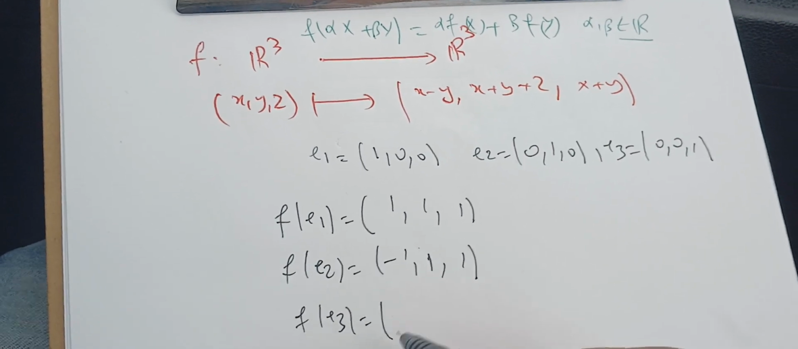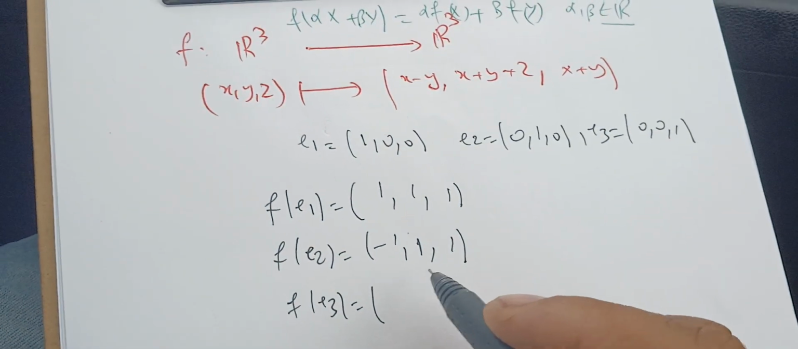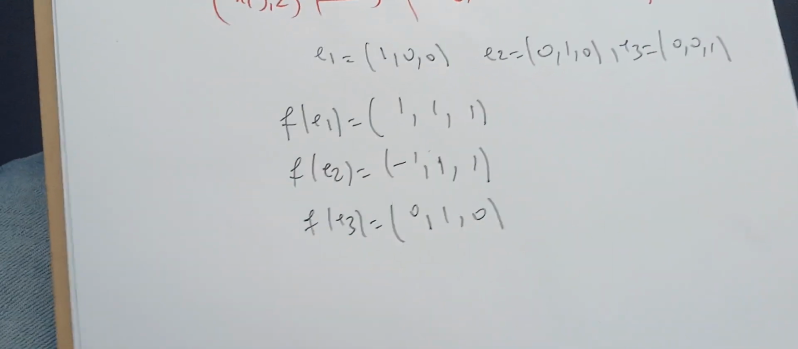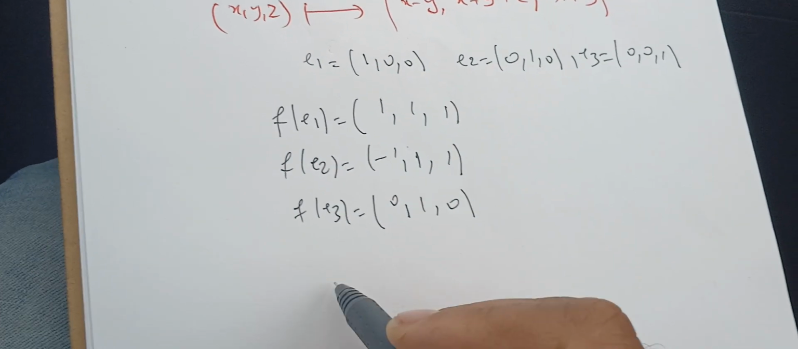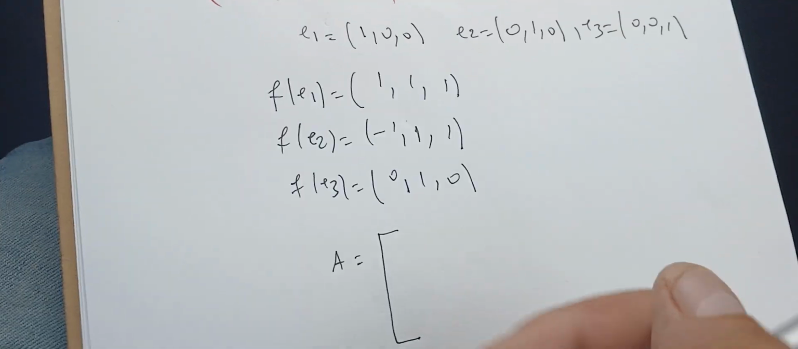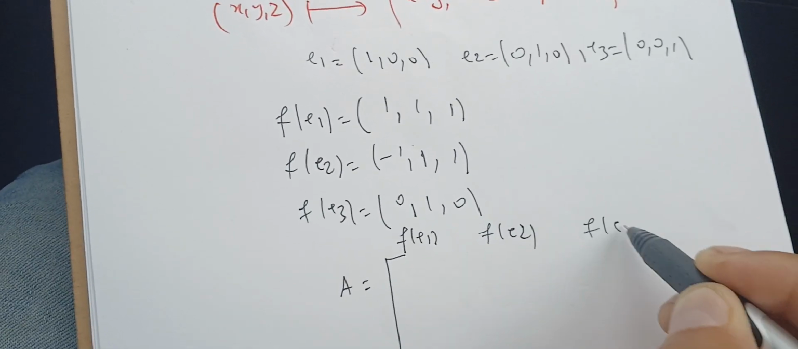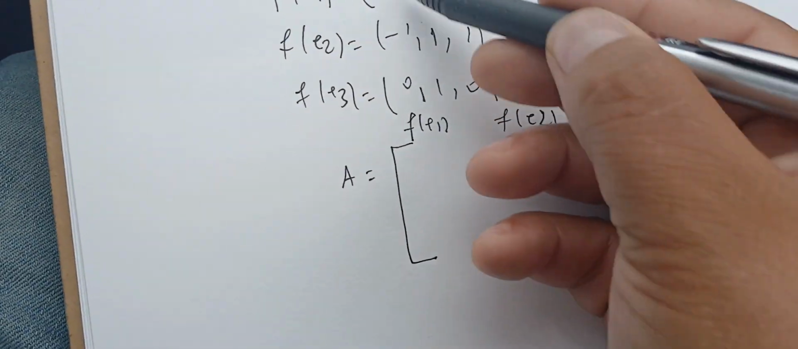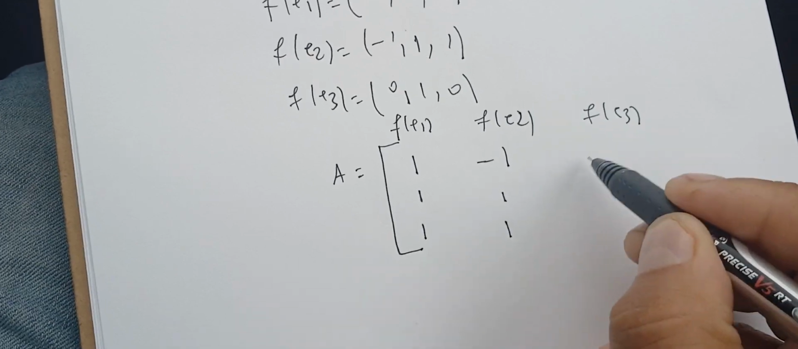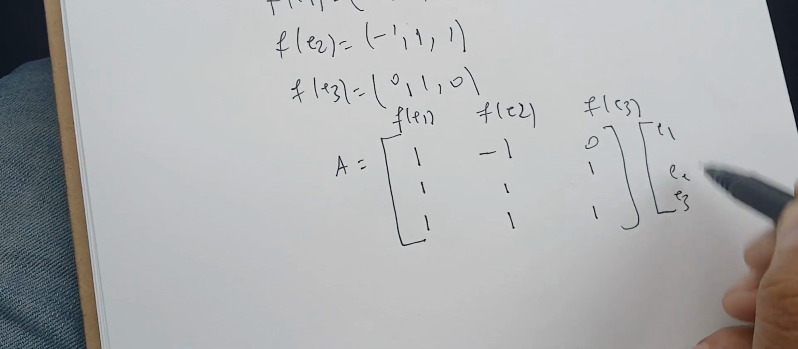F of E3, so x is gonna be 0, y is gonna be 0, and z is gonna be 1. So we have 0, 1, 0. So to get the matrix, let's call it A, we represent these vectors in columns. So f of E1, f of E2, f of E3. This one is going to be in columns 1, 1, 1, minus 1, 1, 1, 0, 1, 1. And here we will have E1, E2, E3.